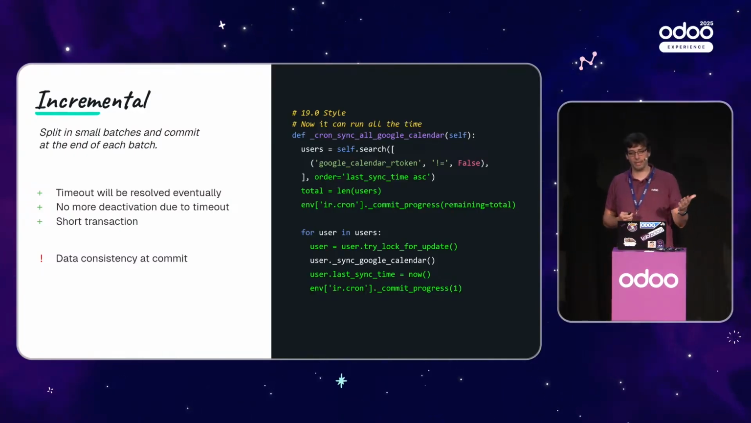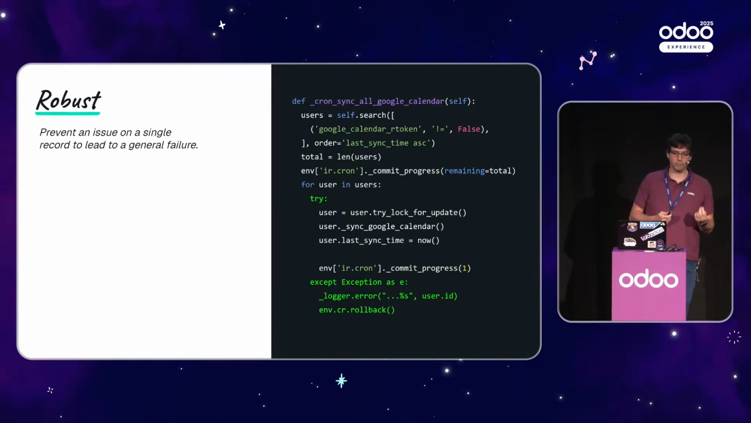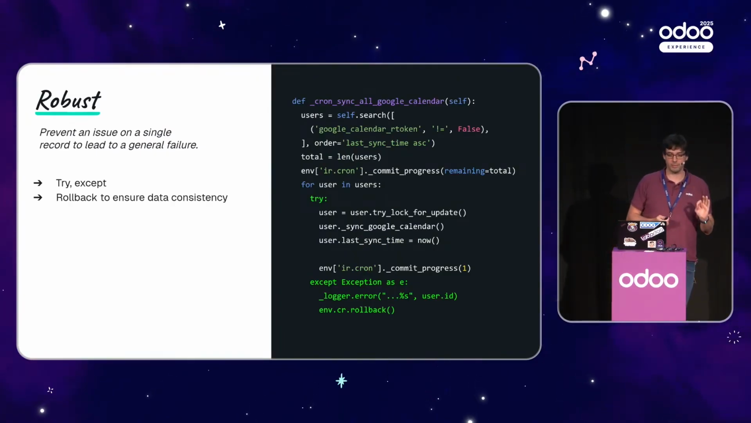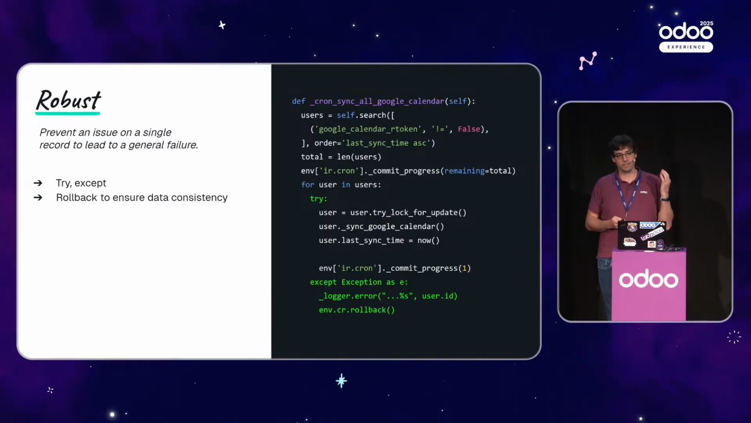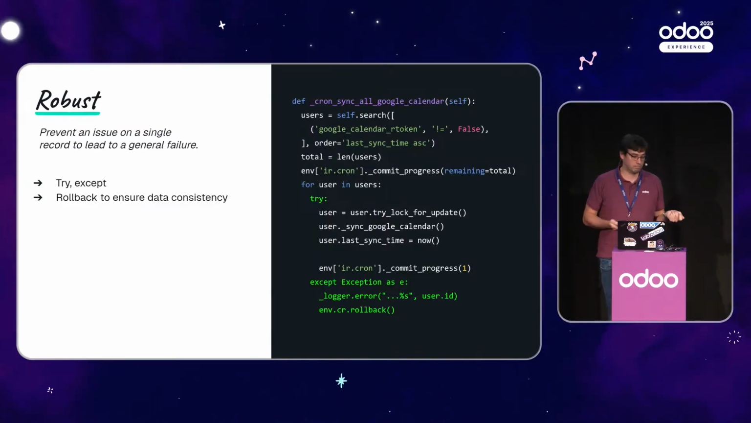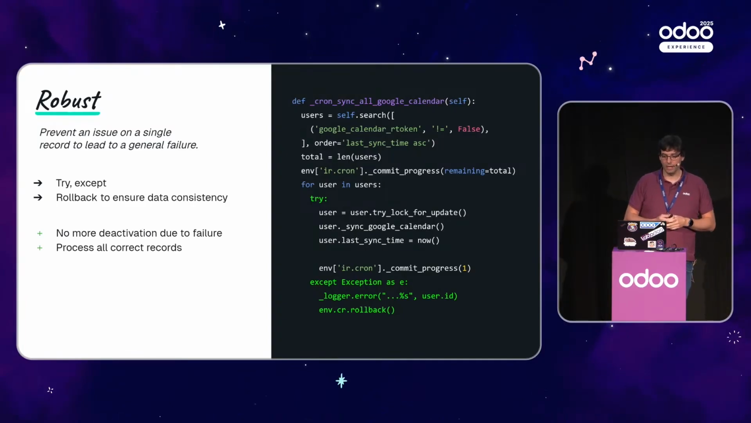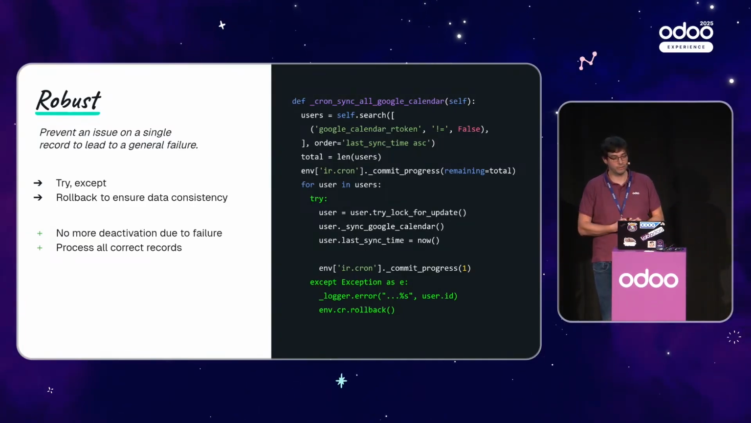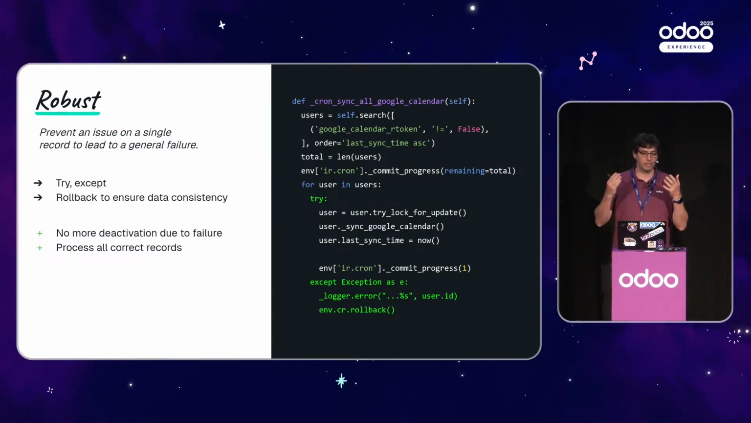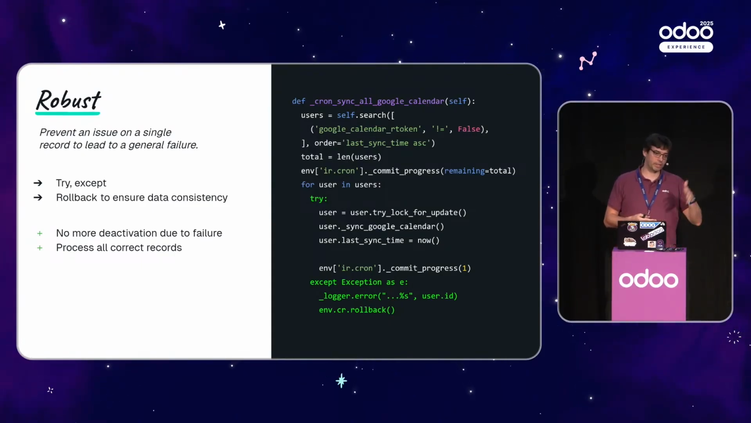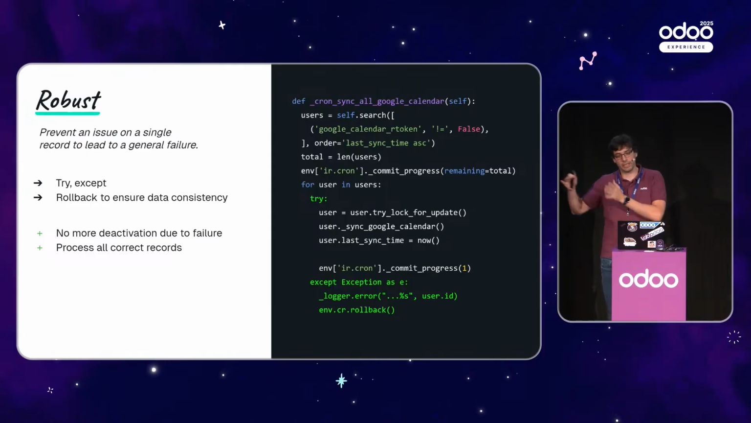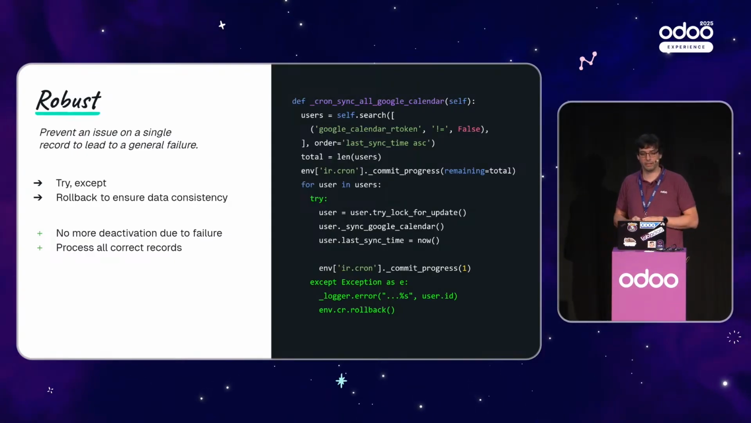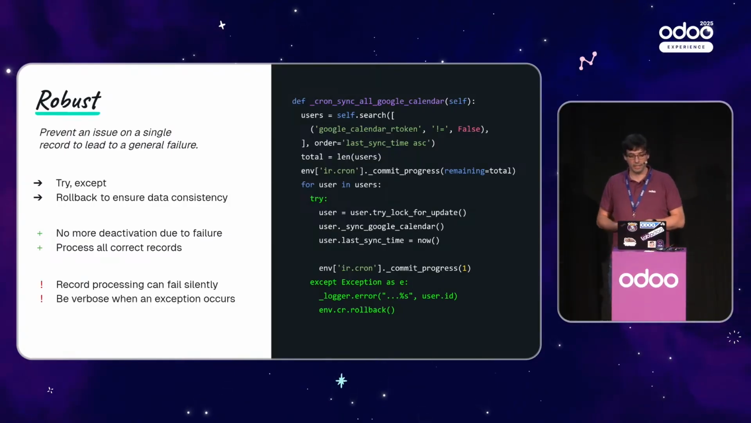Once you have an incremental cron, you want to make it robust. That's super easy. You just catch the exception, the relevant exception, and for data consistency, you roll back. That's it. So you will have no more deactivation due to failure because you are catching the error. And even if there is a record that fails, you will process the further records that are correct. So you process all your correct records. You just leave behind the one that failed.